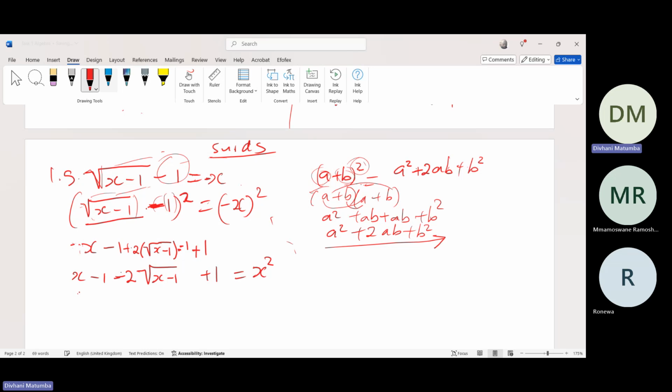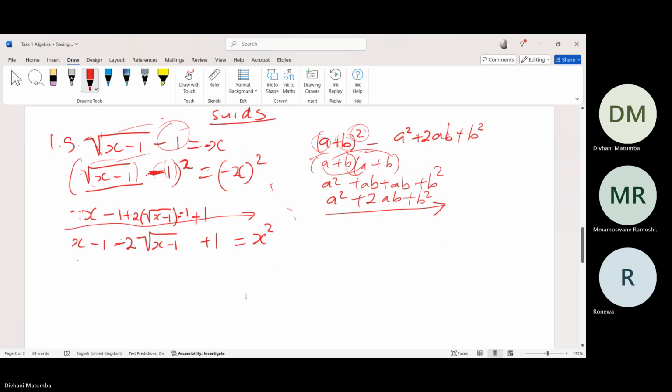So again, that's why I said I don't think I was going to go this route. You can actually get to the answer, but I don't think I was going to go through this route. The thing that I was going to do was, if I have the square root of x minus 1, then minus 1 is equals to minus x. I was going to take 1 to the other side.